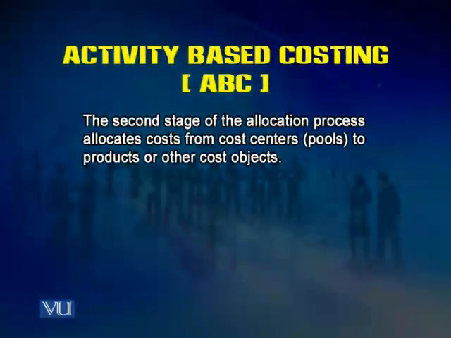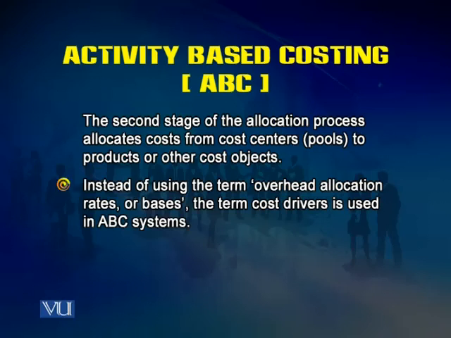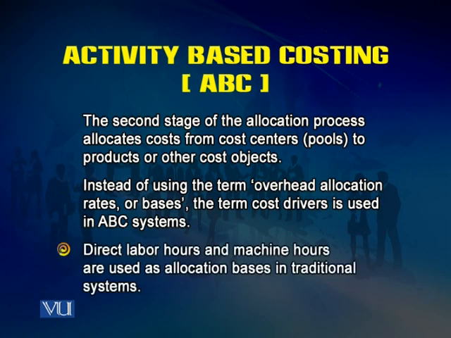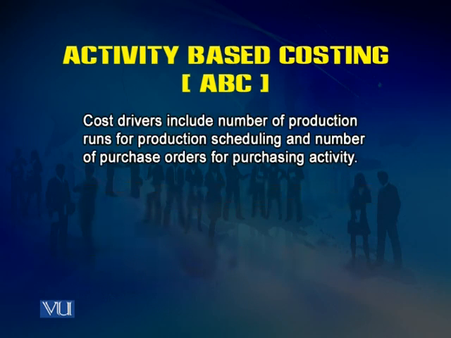The second stage of the allocation process allocates costs from cost center pools to products or other cost objects. Instead of using the term overhead allocation rates or bases, the term cost drivers is used in ABC systems. Cost drivers provide the same kind of information and have the same purpose as the overhead rates. Basically, they are used for the allocation of these cost pools of activities to the cost objects. Direct labor hours and machine hours are used as allocation bases in traditional systems. Cost drivers include number of production runs for production scheduling and number of purchase orders for purchasing activity.